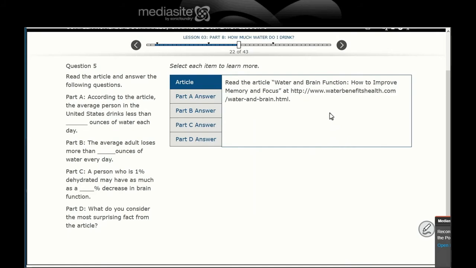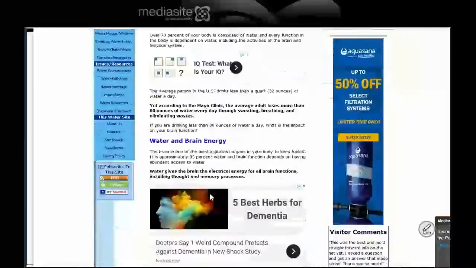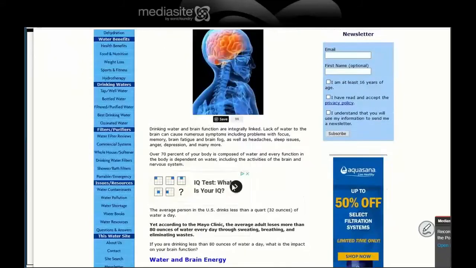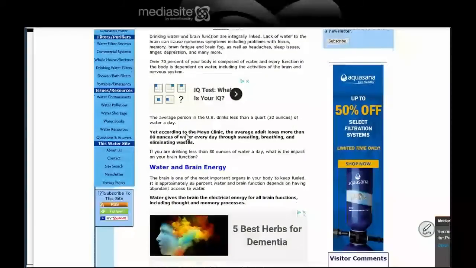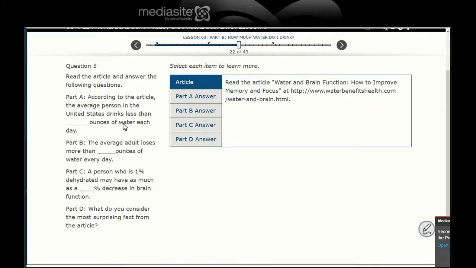Okay. Hopefully you've read the article and you have it open on a page. So let's look at the questions. Part A, according to the article, the average person in the United States drinks less than how many ounces of water per day? Let's see. Right here. The average person in the U.S. drinks less than a quart, 32 ounces of water a day. So 32 ounces.